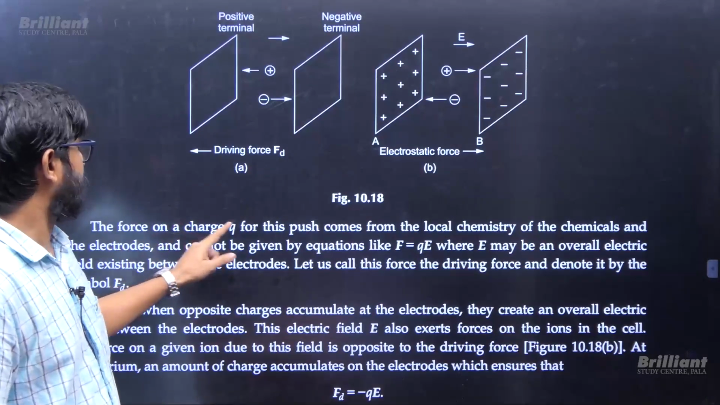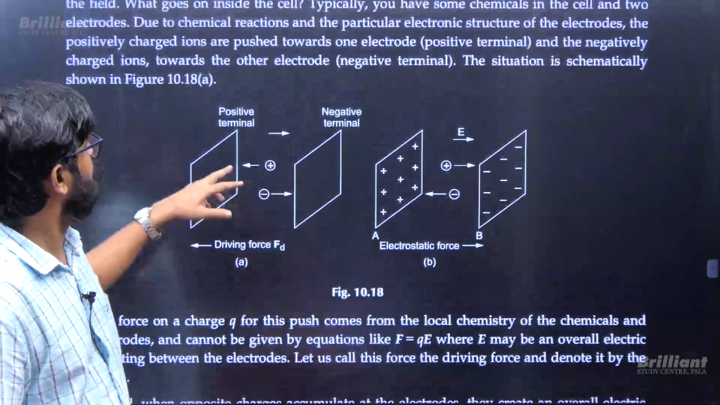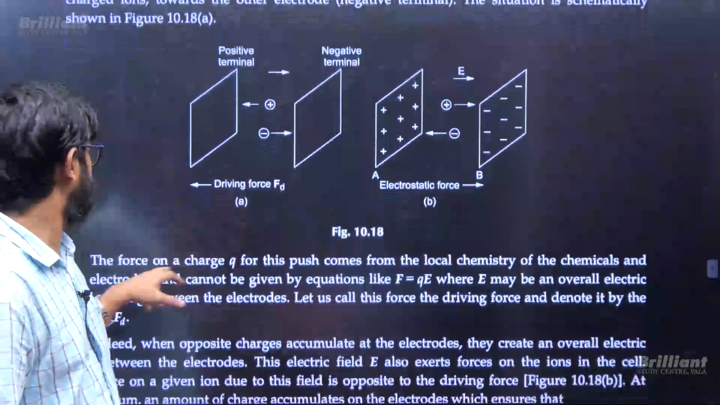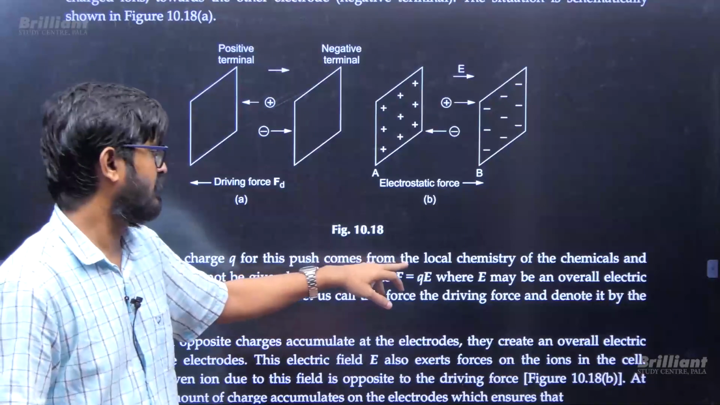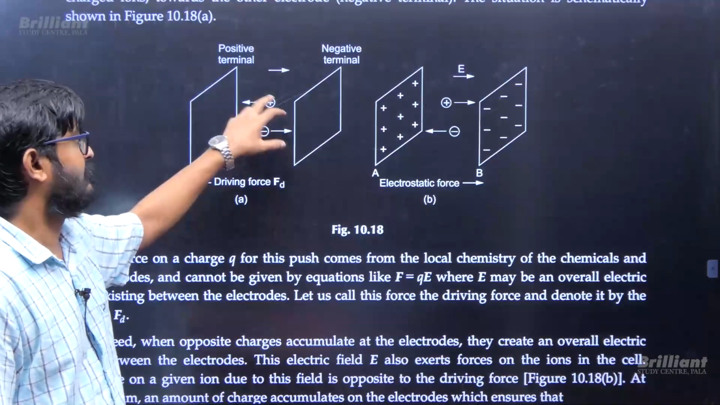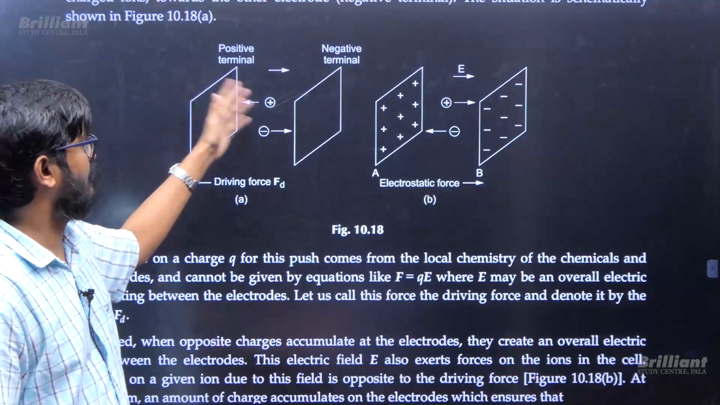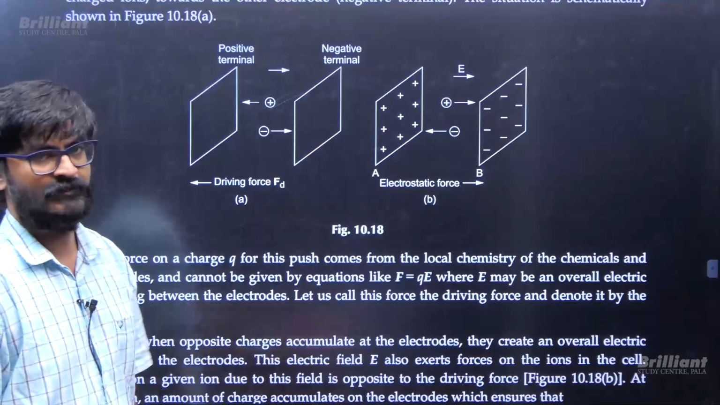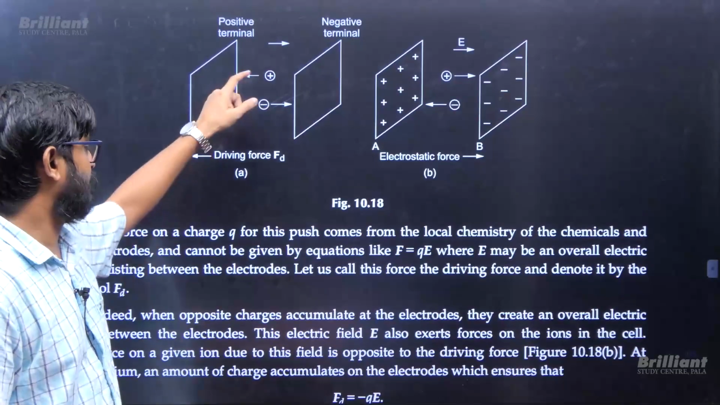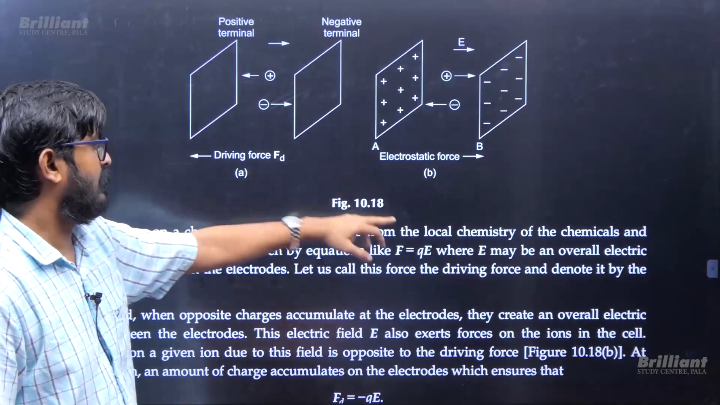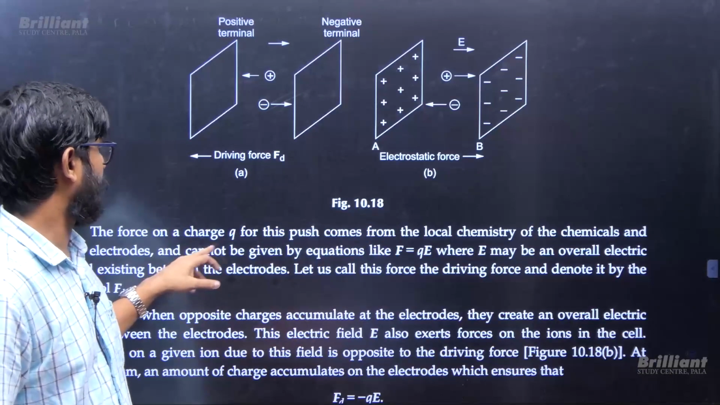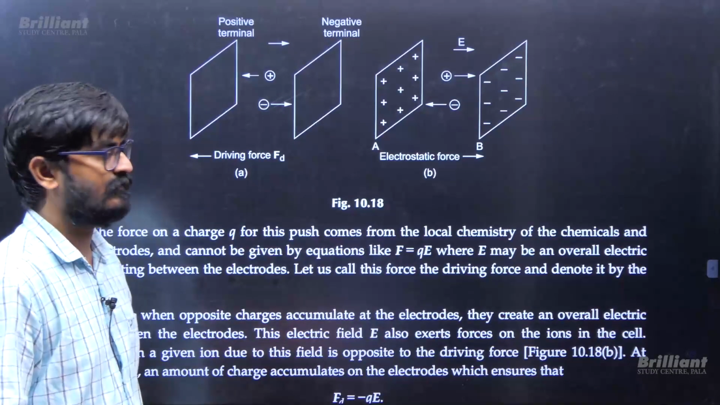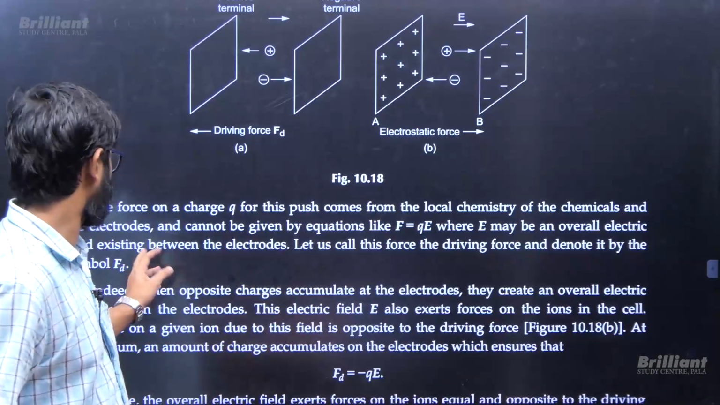Now, the force on charge Q, they are still talking about the chemical reaction situation. The force on charge Q for this push comes from the local chemistry of the chemicals and the electrodes, and cannot be given by equations like F equals QE. We can't put it in the form of an equation where E is the overall electric field.